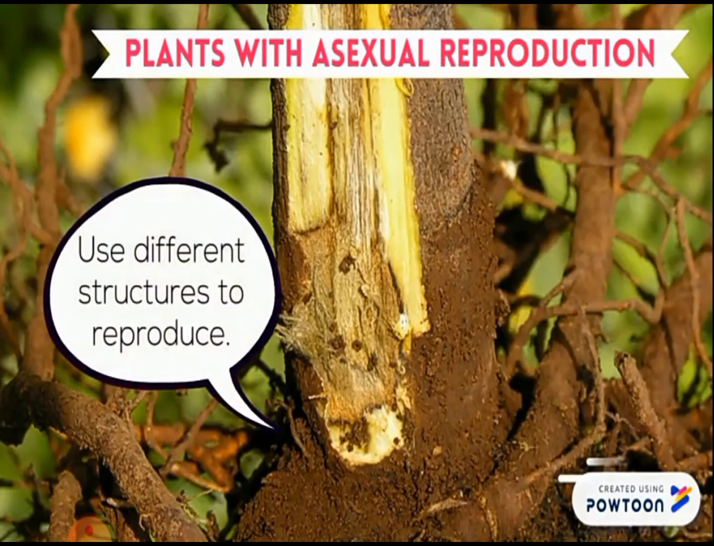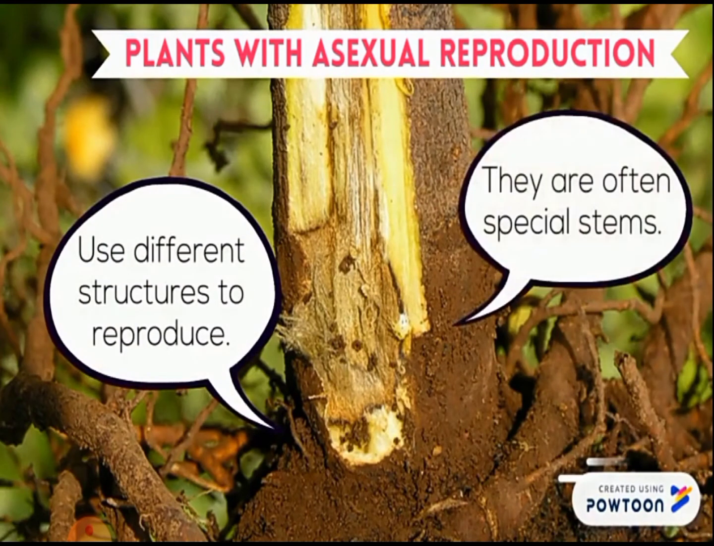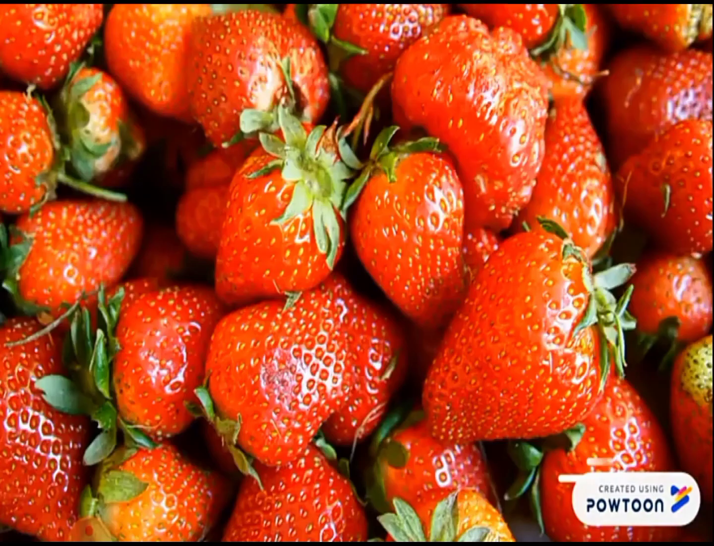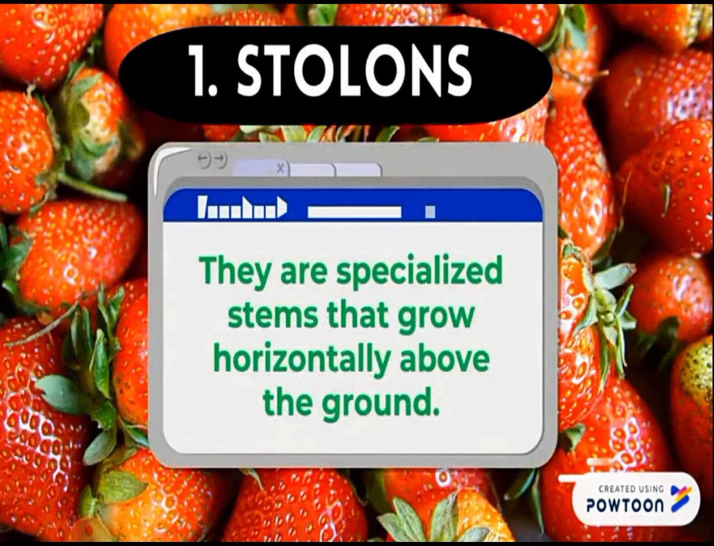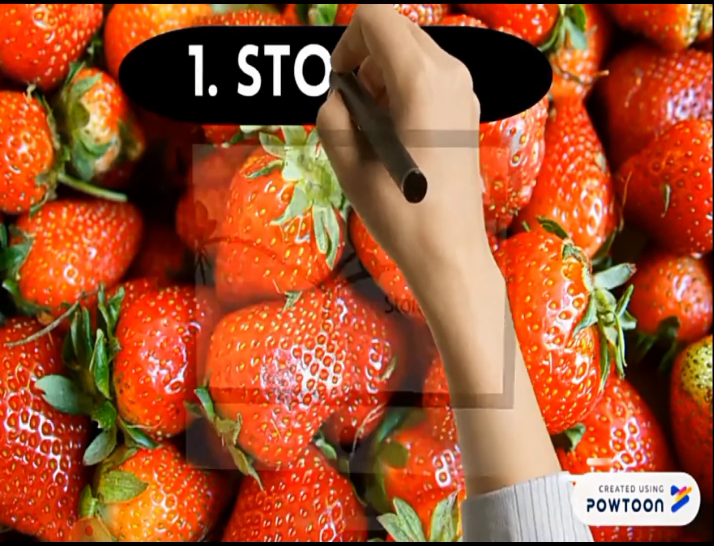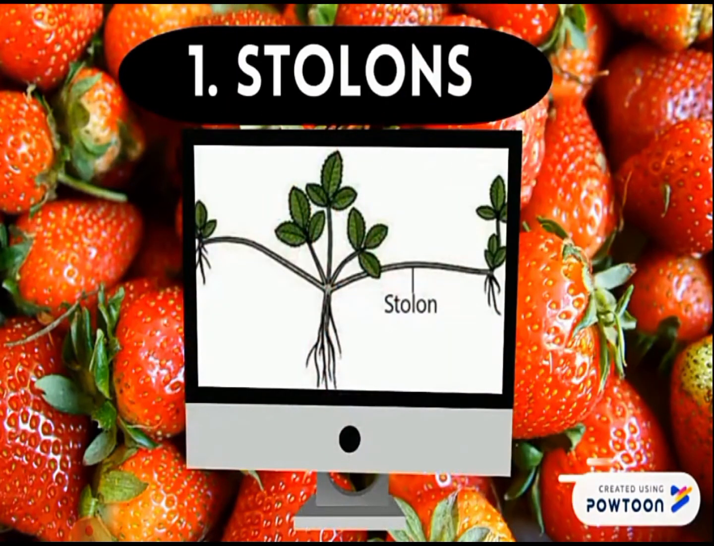Okay. They use different structures to reproduce. Meron silang special stem. Okay? Okay, meron tayong first, we have the stolon. There are special stems that grow horizontally above the ground. Ayan yung mga stolon. So, yung stem niya nag-grow above the ground.